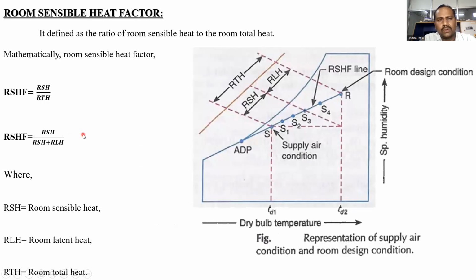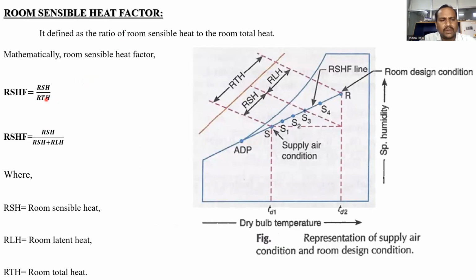Before moving to the cooling load calculations, we must know one parameter called room sensible heat factor. So what is room sensible heat factor? It is the ratio of room sensible heat to room total heat. Just now, I already told how to calculate sensible heat and latent heat. Once you know the sensible heat and latent heat for the room, then you must calculate room sensible heat factor.